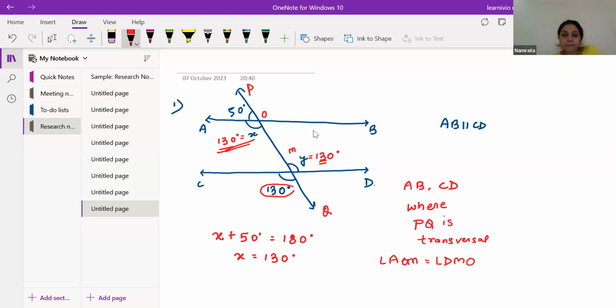Not vertically opposite, a pair of alternate interior angles. Can you see it? Yes, ma'am. And hence we can say line AB must be parallel to line CD. You must know that when we have two lines cut by a transversal, if the alternate angles are the same, then both lines will be parallel. If corresponding angles are the same, then both lines will be parallel. If the sum of interior angles on the same side is 180 degree, then we can say both lines are parallel with each other. These are the conditions which are only applicable for parallel lines. So here we are getting this condition, then we can say it's a parallel line.